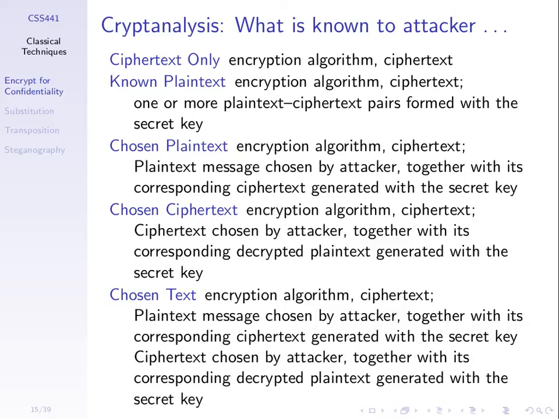So attacks can be classified by these five criteria based on what's known. A ciphertext-only attack is an attack that can be performed if the attacker knows the ciphertext only and, of course, the encryption algorithm. That's always assumed. We always assume the attacker knows the algorithm and the ciphertext. If an attacker can defeat that algorithm using just that information, then it's not a good cipher.